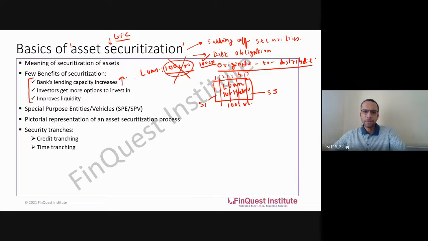Now, just to show you graphically how securitization works, let me switch to my whiteboard. Now space here. No, I think this space should be enough. If it doesn't fit in, we'll see. So let's say I'm a bank.